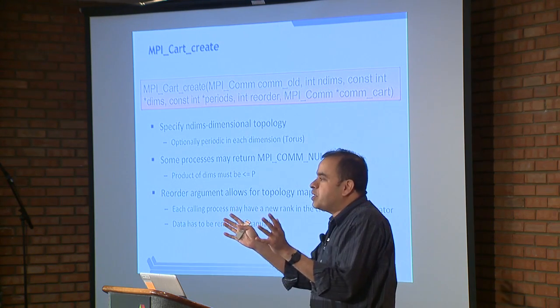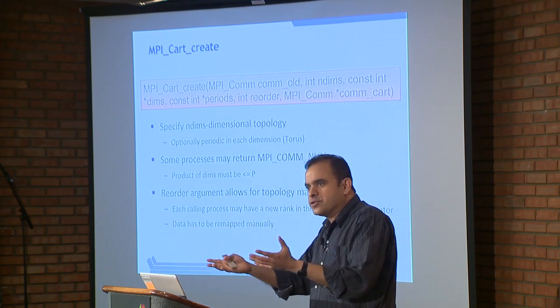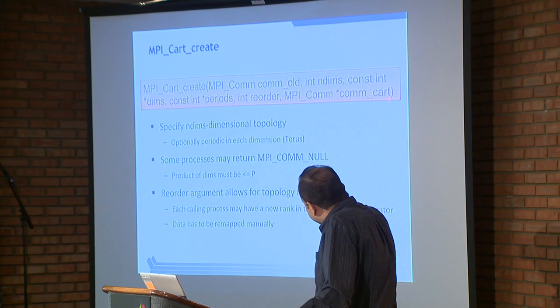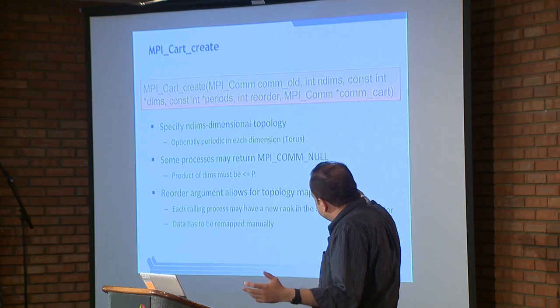Even then, the MPI implementation is not required to reorder. You're saying, okay, if you can reorder, reorder. And what you get back is another communicator which has this Cartesian topology attached to it internally. You don't see it, but you can query it and get that information. It's like any other communicator, but the difference is this now has this Cartesian topology information on it, and you can do some querying, and we will see what those query functions are.